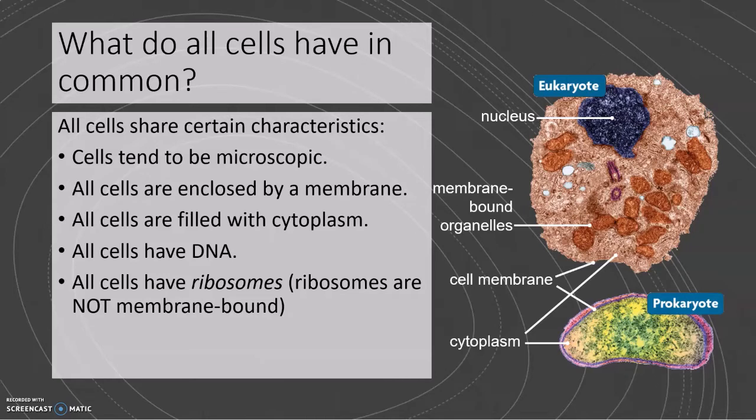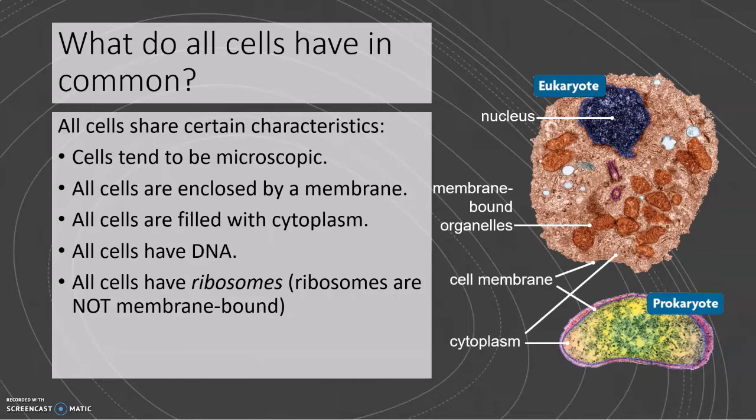So just as a point of comparison here, let's look and see what structures are common between prokaryotes and eukaryotes, and then we'll focus more on the structures that differ between them. So first of all, cells have these same characteristics, and the first one is that they tend to be microscopic. This is something we will talk about a little bit later this semester, why cells have to be small. It has to do with their ability to transport things across a membrane. But that does lead to cells being very tiny.